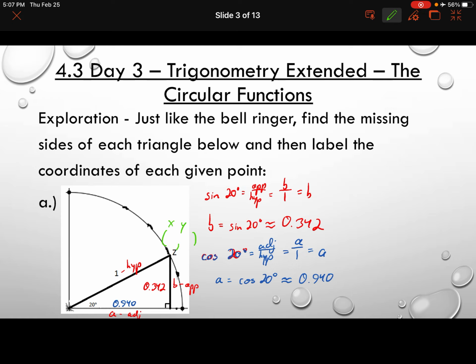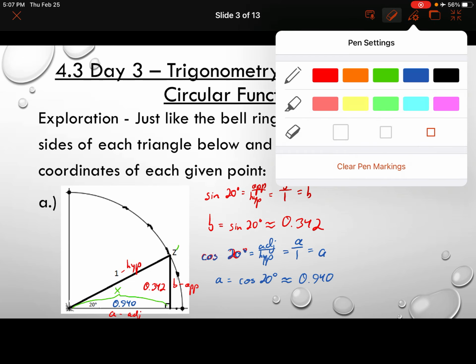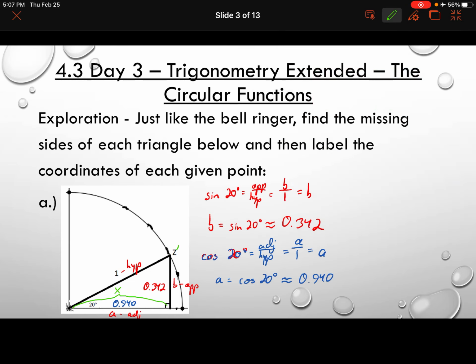In this case, our x value is going to be the horizontal side of the triangle, because x is horizontal. X is telling you how much to go left and right. So 0.940 is our x value. And then our y value is going to be that vertical side, because y is how much you go up and down. So that side is literally telling us how much to move up and down.